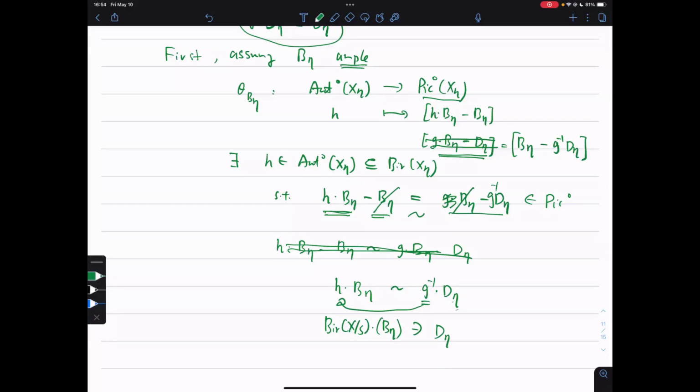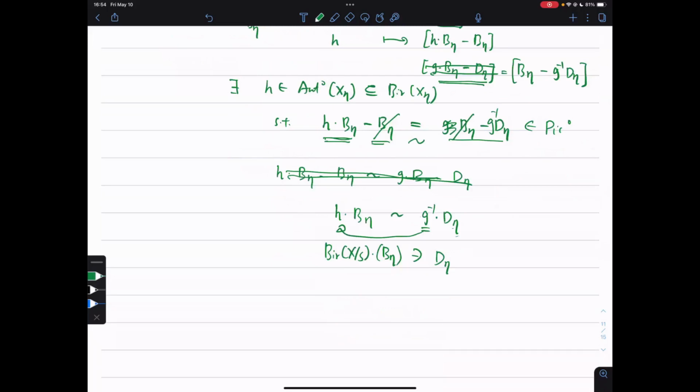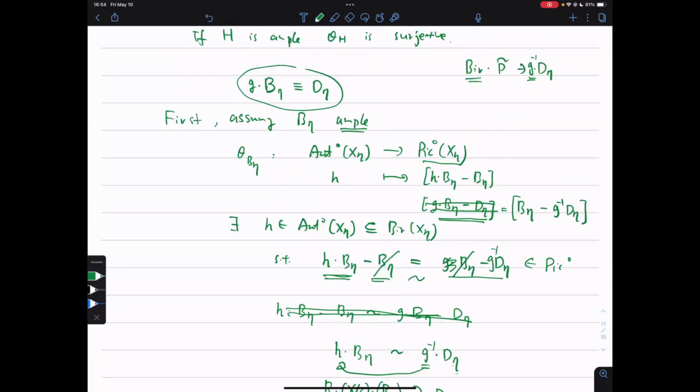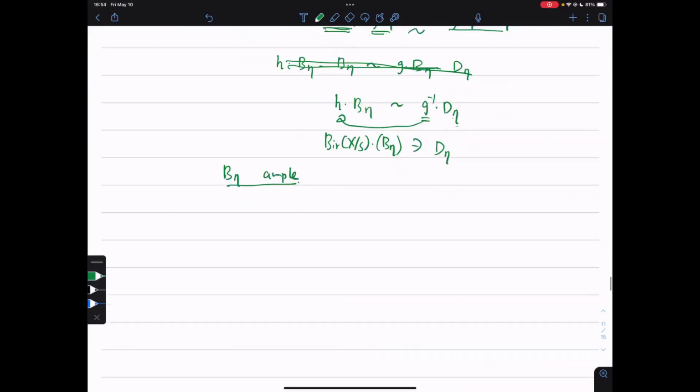Okay, so we did this simple case, where we assume B_eta is ample. Under this assumption, we know this map is surjective. But now we do the general case.